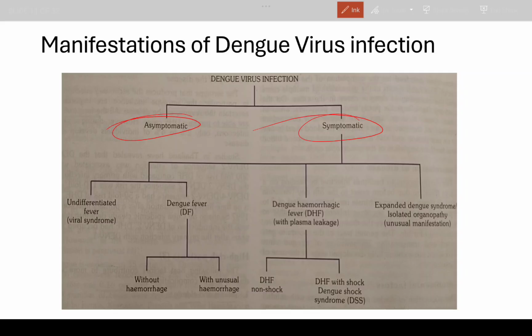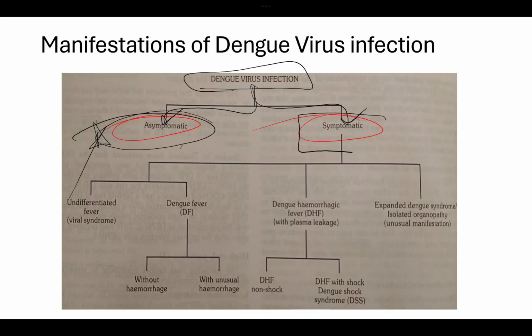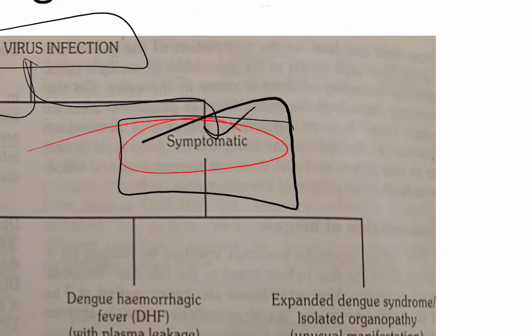The asymptomatic presentation does not have any signs and symptoms. It is just one heading: dengue virus infection divided into asymptomatic and symptomatic. Now let us discuss symptomatic in detail. The symptomatic presentation can be an undifferentiated fever like a viral fever, viral syndrome, or it can be differentiated into dengue fever. The dengue fever can occur without any hemorrhage or with an unusual hemorrhage. Is it clear?